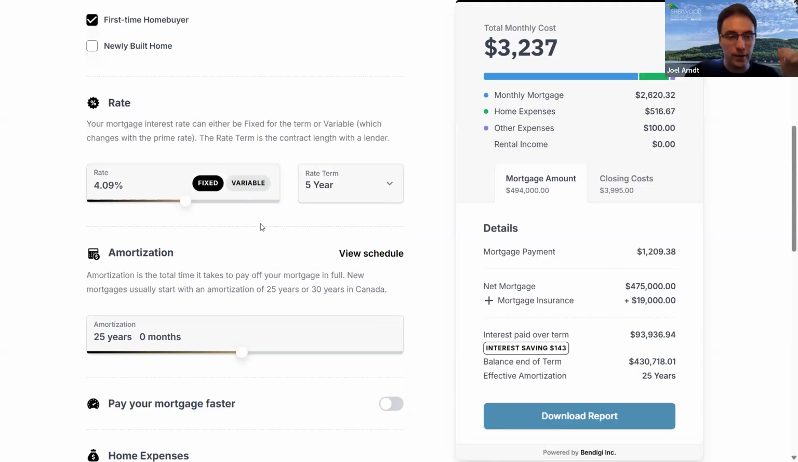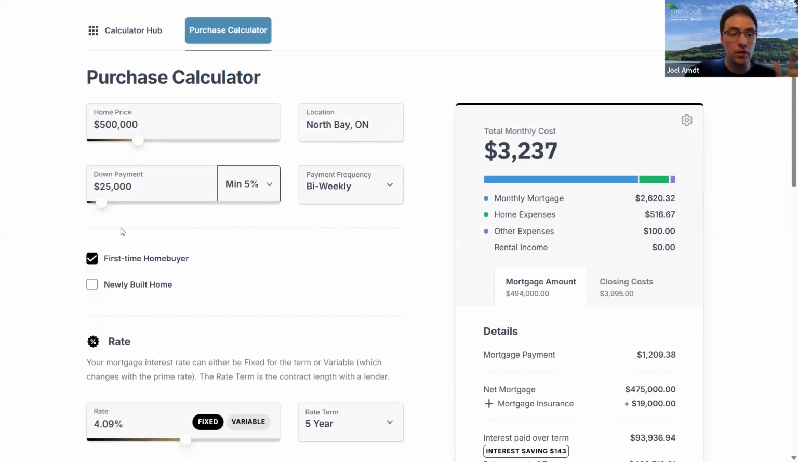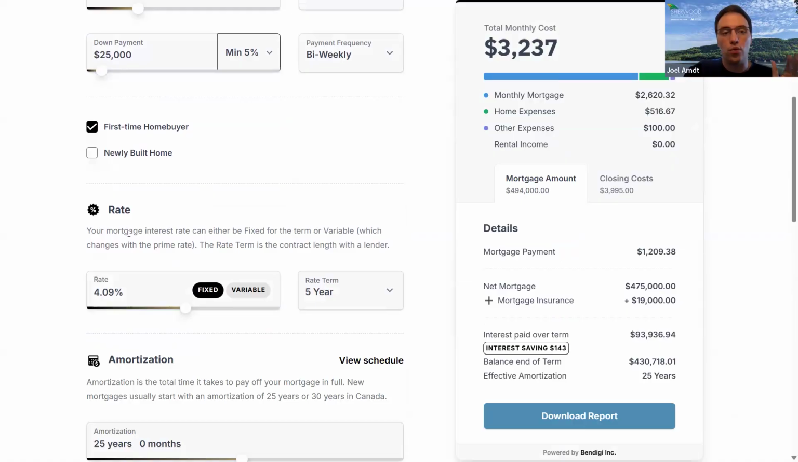I'm speeding ahead here. We have the home price, the location, the payment frequency, the down payment, if you're a first time home buyer or not. If you're wondering what rate you should put in, send me an email or schedule a time to talk to me or text me. I will give you a range and it will always be an average. As a mortgage agent, I have access to rate promotions.